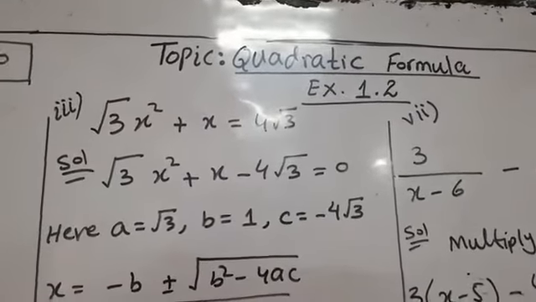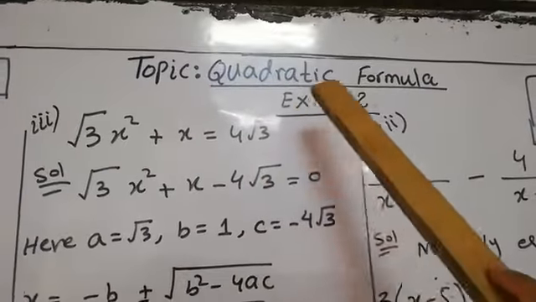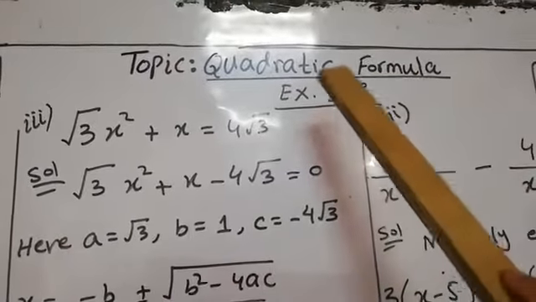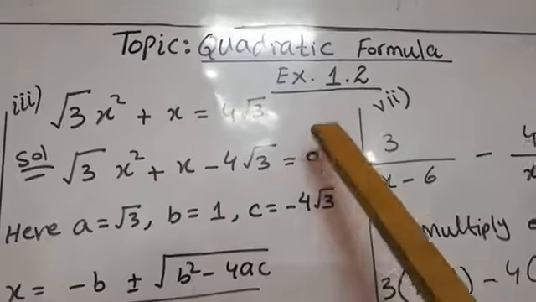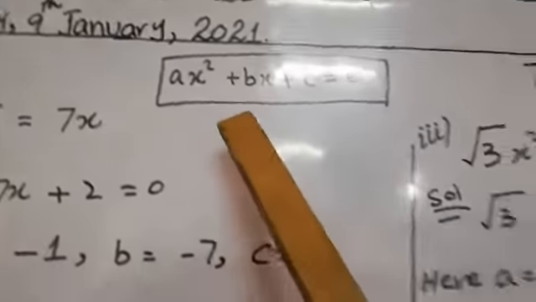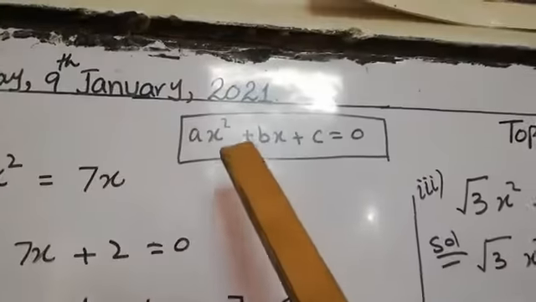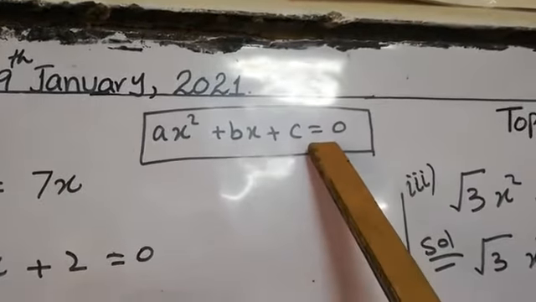How are you? Dear students, today we will discuss the quadratic formula. My dear students, the quadratic formula is used to find the solution of a quadratic equation. First of all, we will discuss the standard form of the quadratic equation. This is the standard form of the quadratic equation: ax square plus bx plus c is equal to 0.